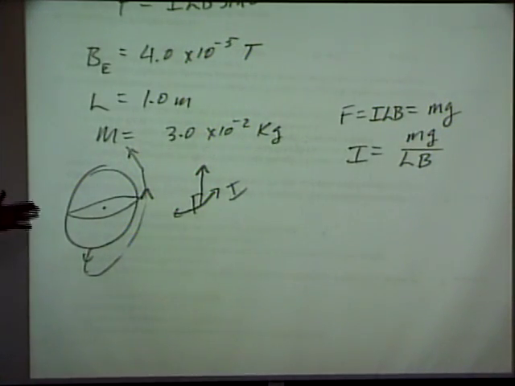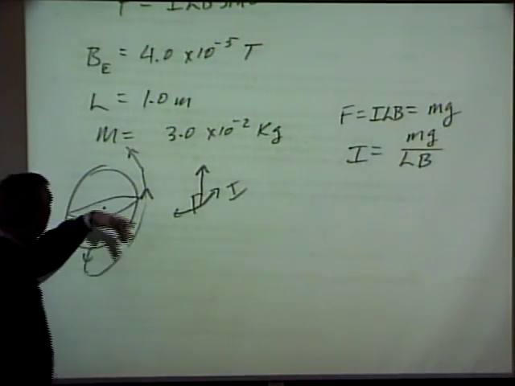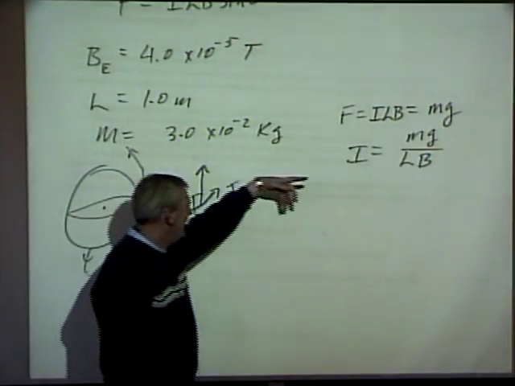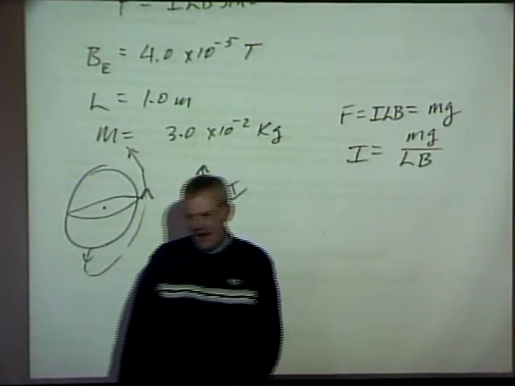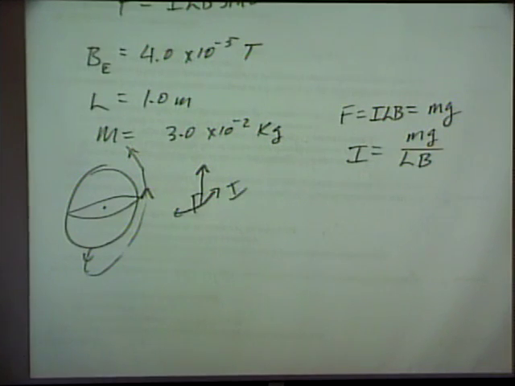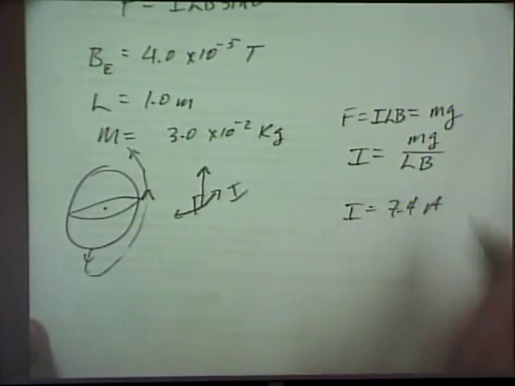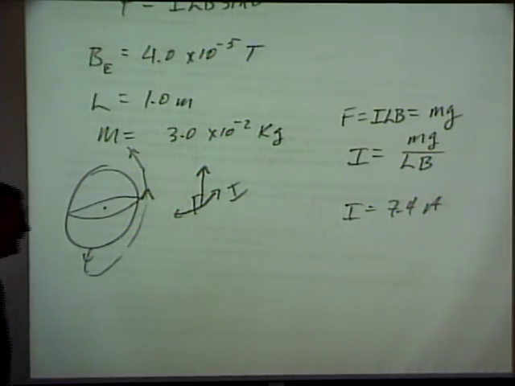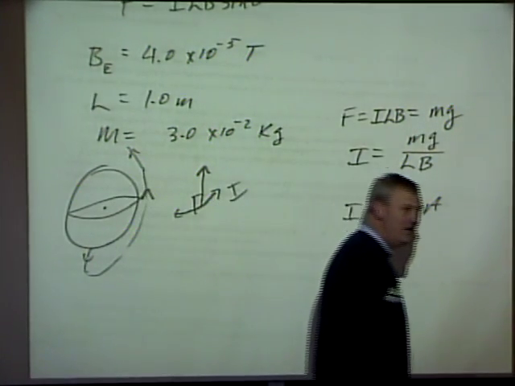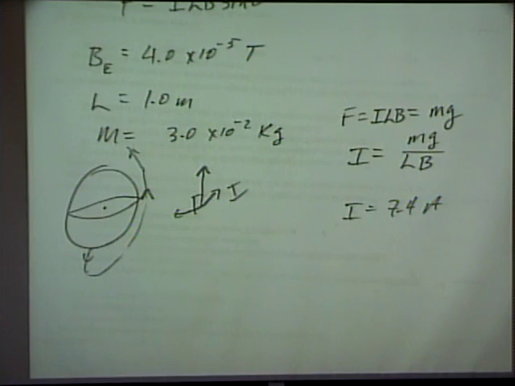B was really small, L isn't that big, m is really small, and g is that. And it comes out to be I equals 7.4 amps. That's a lot of current. That would kill you pretty quick. So that's probably not a good way to go around.